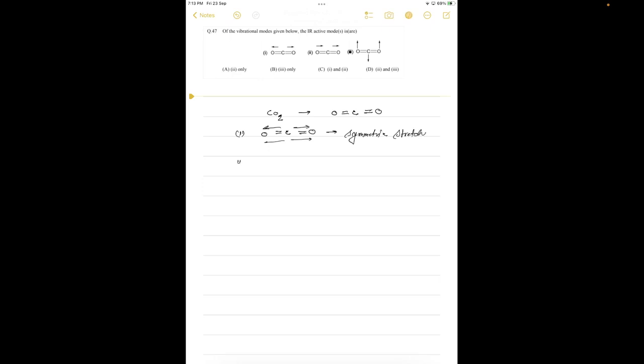The second one is the asymmetric or antisymmetric stretch, because the bonds are stretching or compressing by unequal amounts, and that's why we call it an antisymmetric or asymmetric stretch. And the third one is the bending mode.